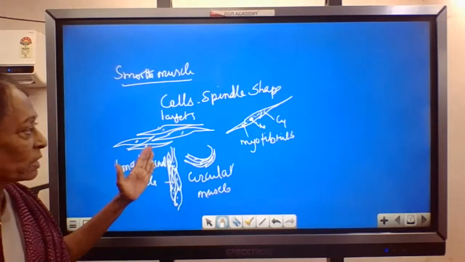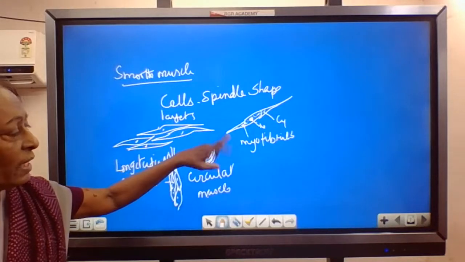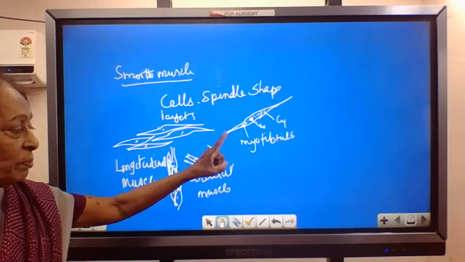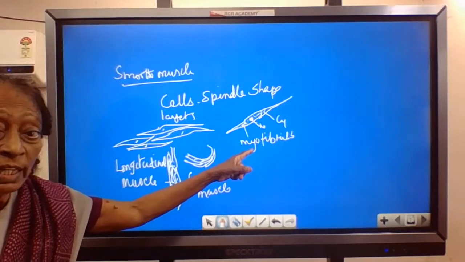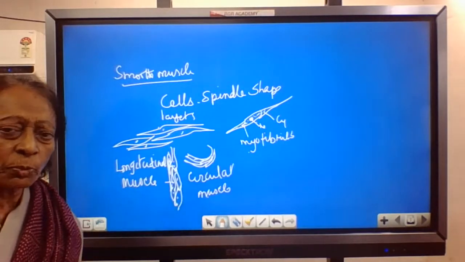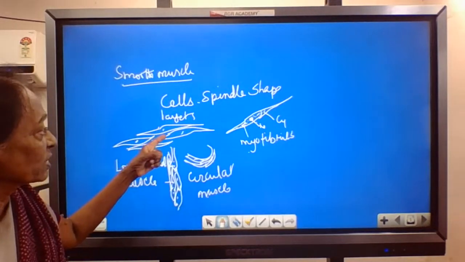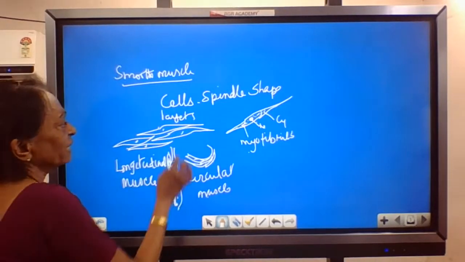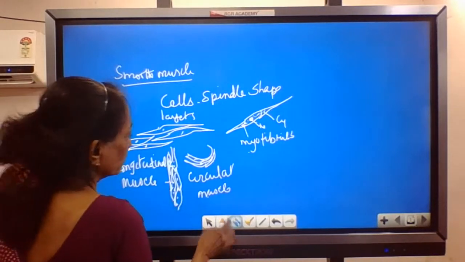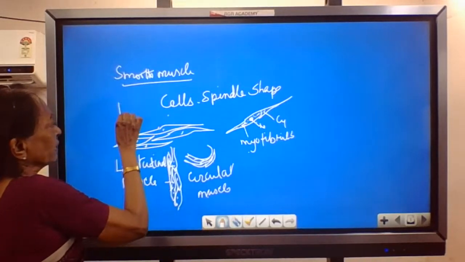Smooth muscles are spindle shaped and have a central nucleus. The cytoplasm is full, the ends are tapering, and in the cytoplasm there are a few myofibrils. These myofibrils are only responsible for the contraction of these cells. The cells are arranged in the form of sheets, in layers.